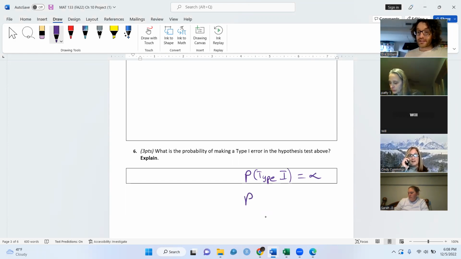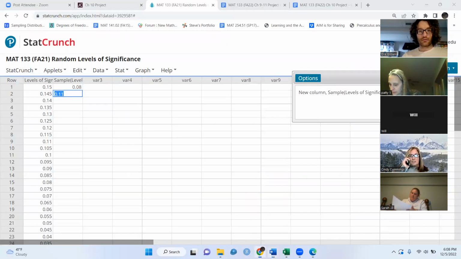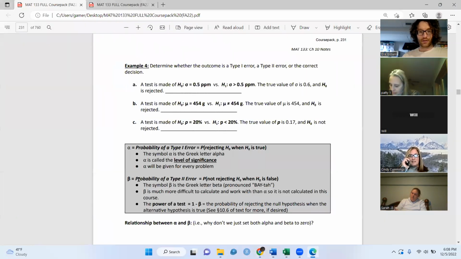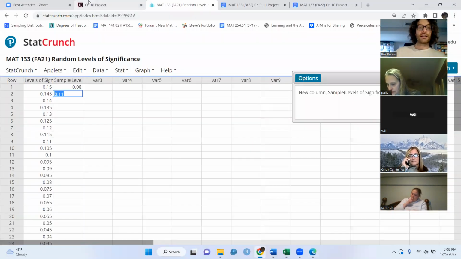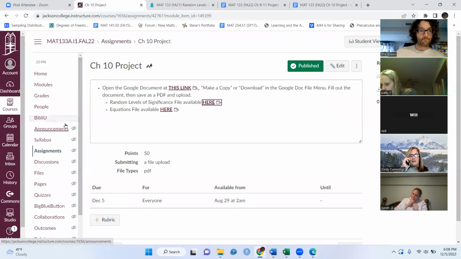And then remember that the type 2 error is beta, and we don't calculate that one. That's what our instructions say here. We don't calculate it, but we do know it's related to alpha. Cool, good question. Let's just glance at the chapter 11 project. It is not due until next Sunday.